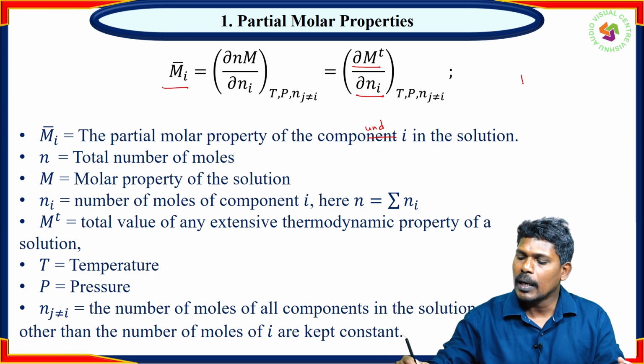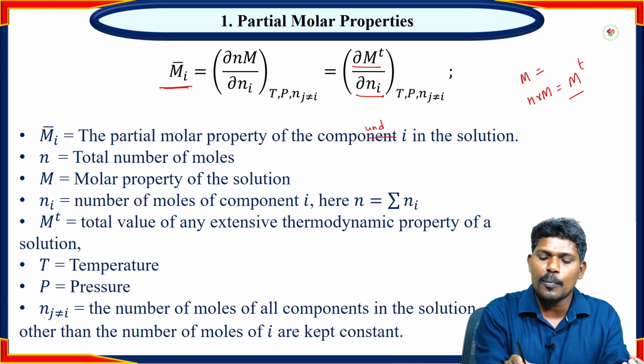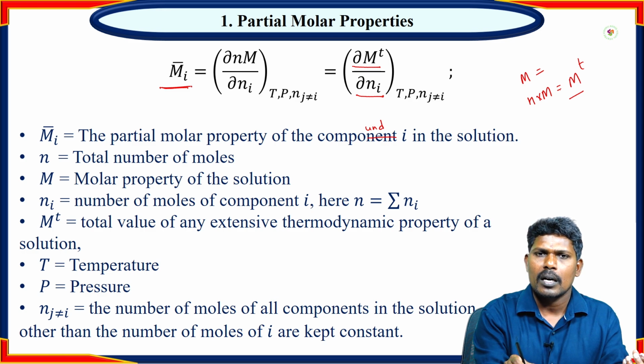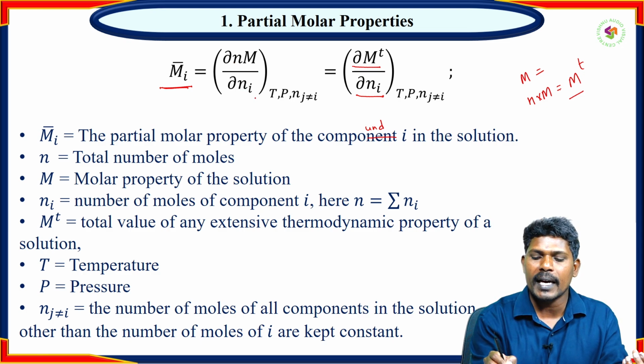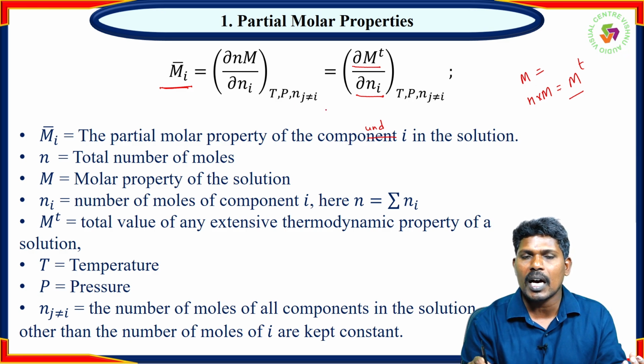So M is the molar property of solution, and the total number of moles times the molar property of solution is equal to the total property. That is the reason the partial molar property of any compound in a mixture is equal to dou(nM) by dou n_i at constant temperature, constant pressure, n_j not equal to i.